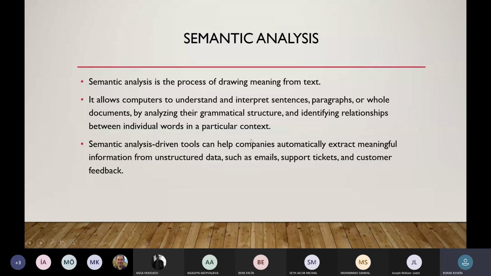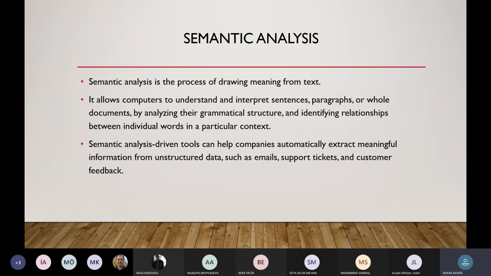CAT is easy to make and provide conclusions in a multiple choice exam, but when it comes to exams where we write down our opinions in text, like we do in most exams, semantic analysis comes into place. Semantic analysis is a process of drawing the meaning from text.